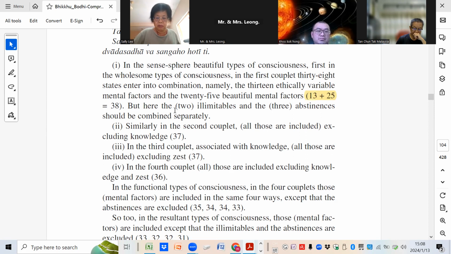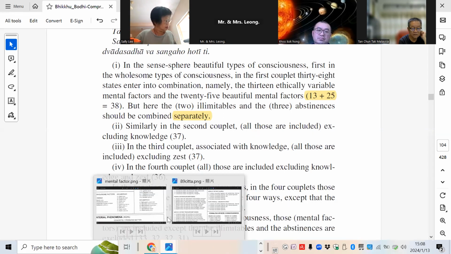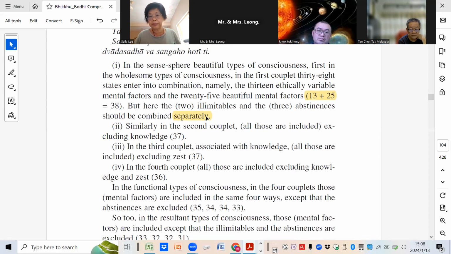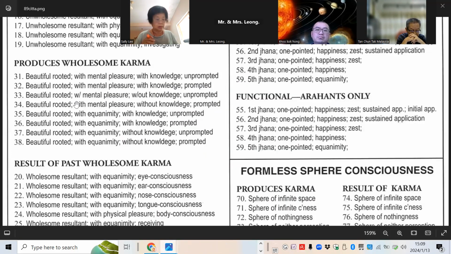But according here, he said 2 illimitable and 3 abstinence should be combined separately. So these 2, right livelihood and appreciative joy, have to be combined separately. Meaning the number there is 38. Now we go to the second couplet. All those are included, the 38, but we have to minus the knowledge. Why? Because here, 33 and 34 are both without knowledge, so we get 38 minus 1, the same, 37 and 37.